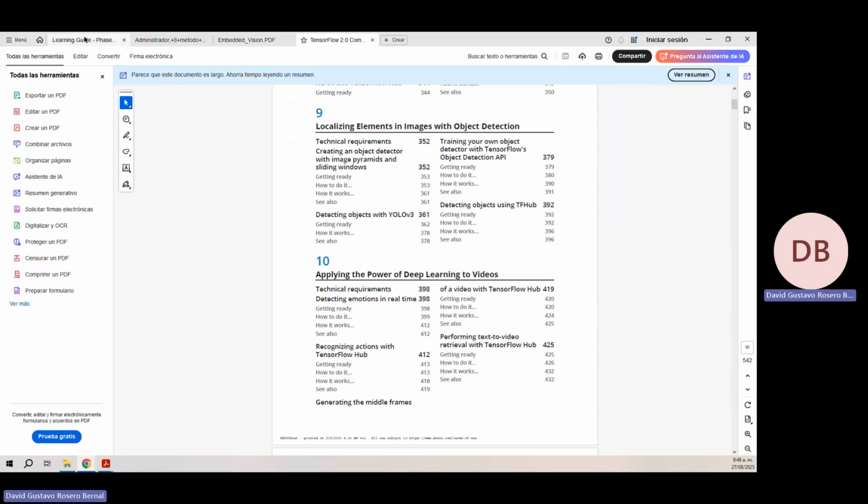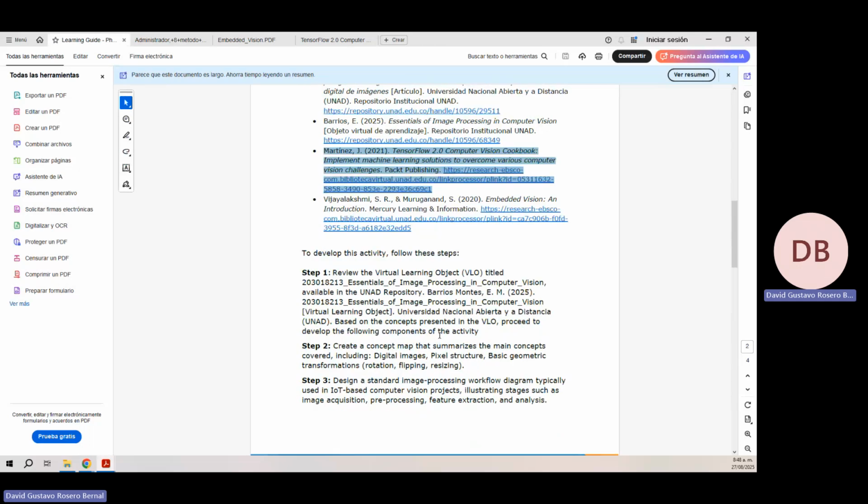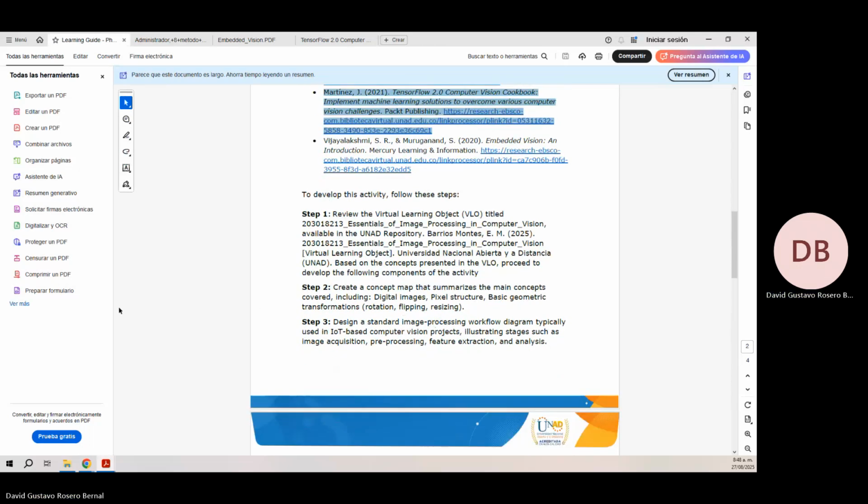What we can say about the learning guide phase number 1. In this guide, we have 3 main products to develop on this phase. The first one is the concept map. Okay. After reviewing the virtual, the literature and the references, you are going to deliver these ones.